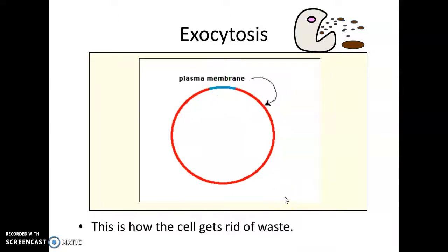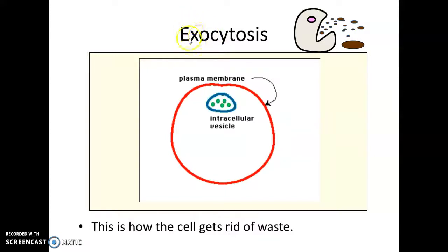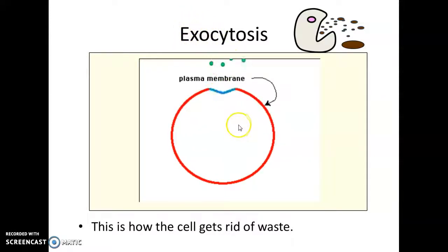Exocytosis is instead of bringing stuff into the cell, it's exiting. So exo sounds like exit. Here we can see how this little vesicle is going to fuse with the cell membrane and dump the contents on the outside. This is how the cell is going to get rid of waste.